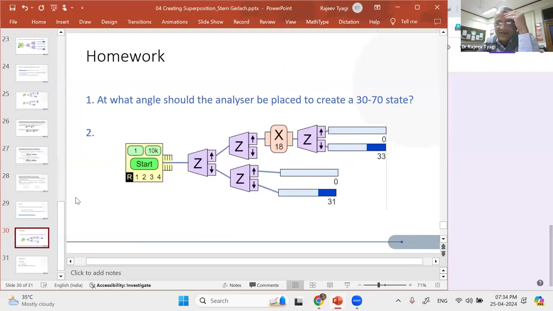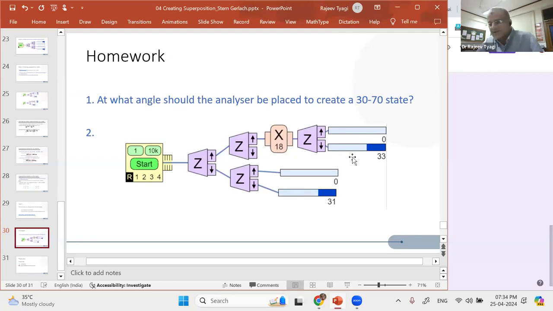One is that you put an X magnet first, and then instead of X, which would have no effect, you put a Z. I have shown you the screenshot. You do it yourself, and then in the WhatsApp group we discuss it. What is happening here? I'll give you the hint.